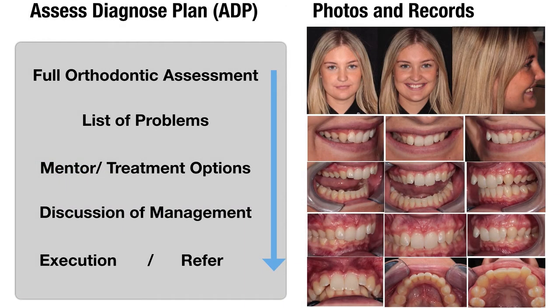So when we do ortho, we must take a full series of photographs, not just 8 photographs that the aligner company want you to make. You need a full series of photographs. We have to also carry out a full orthodontic assessment. We're going to create a list of problems. We're going to think about the treatment options the patient has. There's opportunities, obviously, to be mentored, and I'll talk about that a little bit later. You discuss the management with your mentor, and obviously with the patient as well, and then you can decide whether you're going to execute or refer the case.